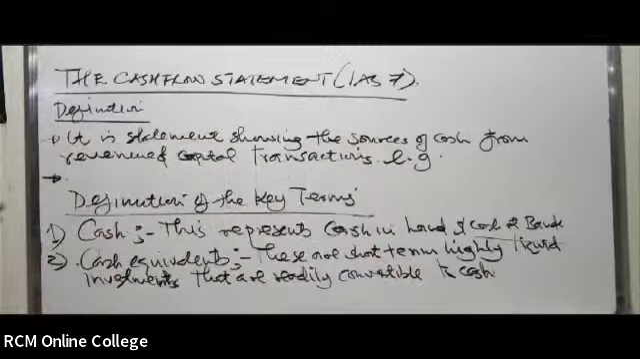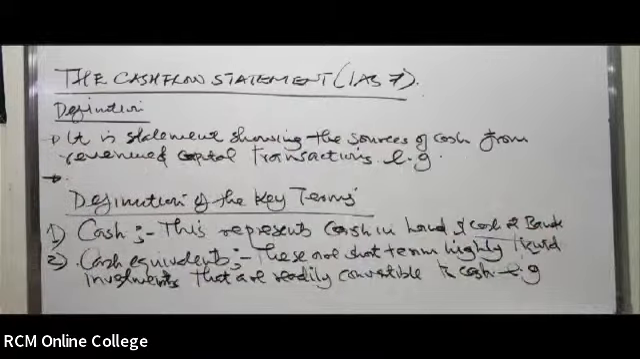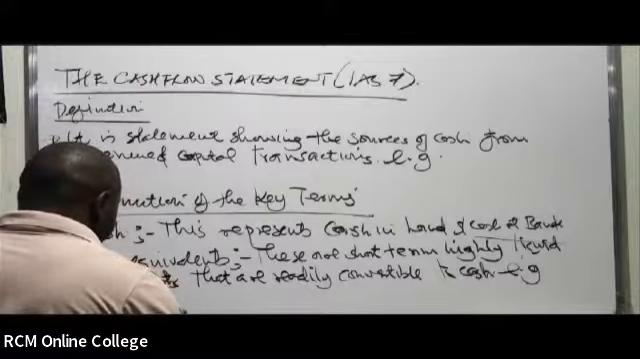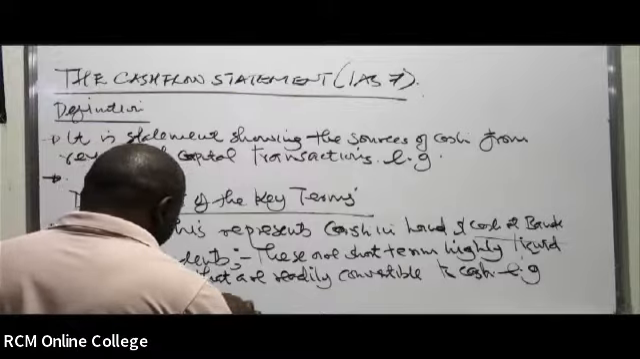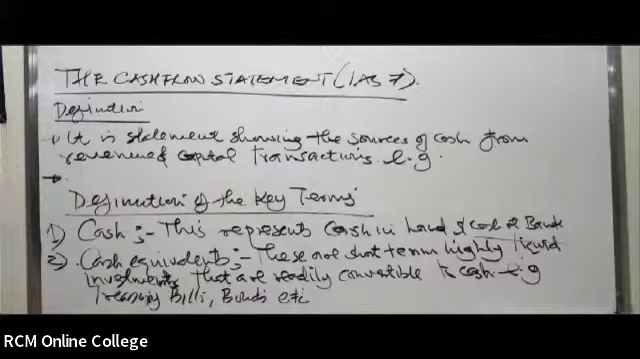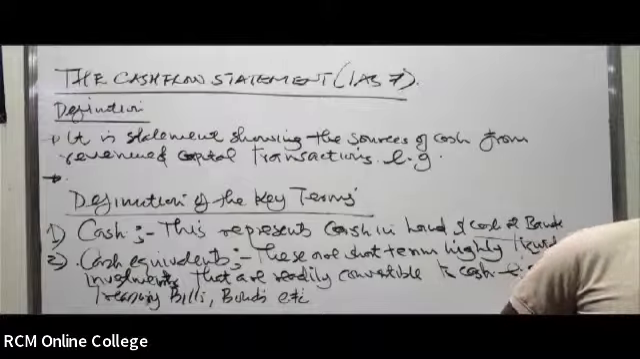You can give examples of these readily convertible instruments or assets or investments that you can easily convert into cash, e.g., treasury bills, bonds, etc. So they are known as cash equivalents. It's just your cash, but now it is held by another entity. So you can easily sell it to have real cash.